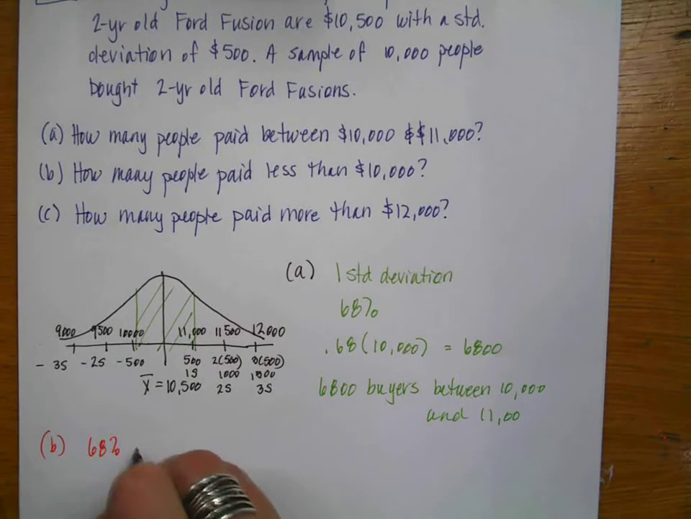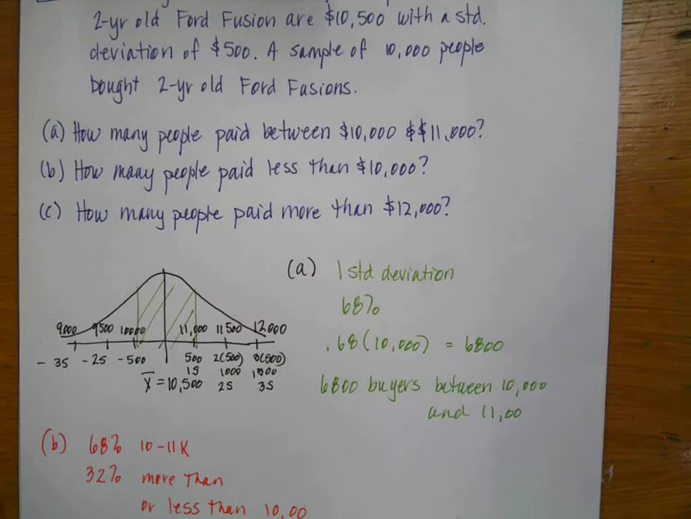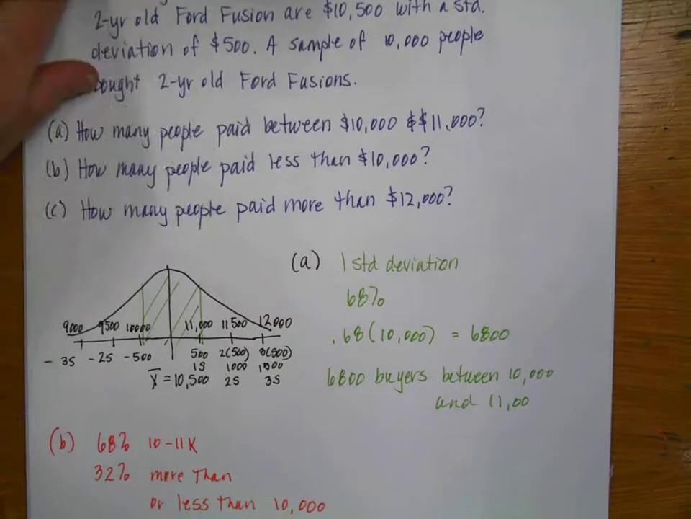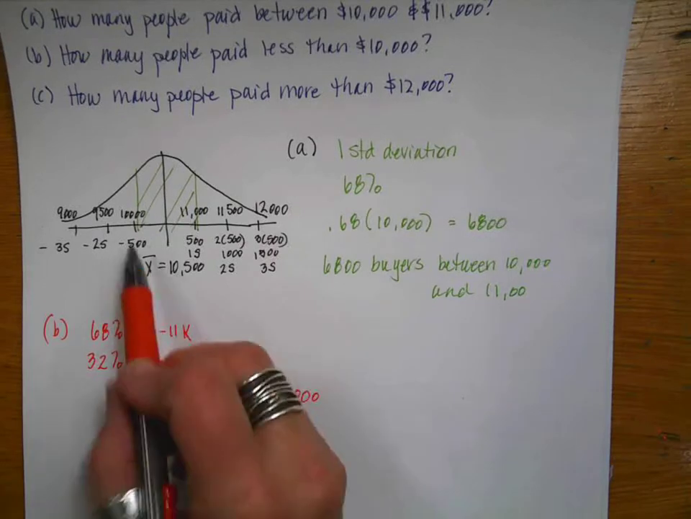So I'm going to do the math this way. 68% paid between 10,000 and 11,000. Okay, so that means that 32% paid either more than 11,000 or less than the $10,000. Oops, I forgot a 0. Alrighty, so 32% paid less.